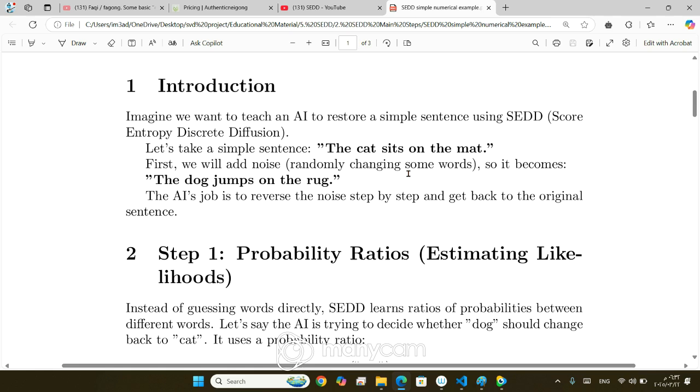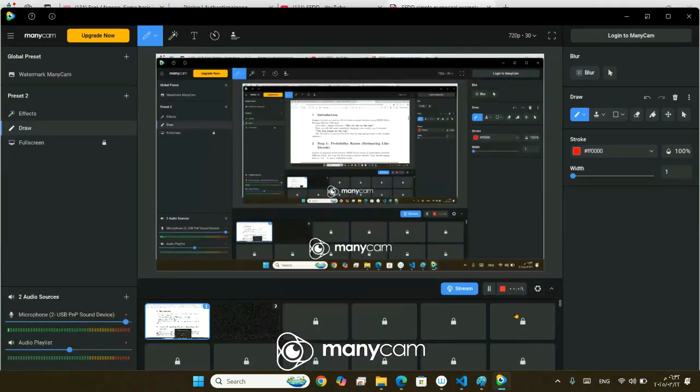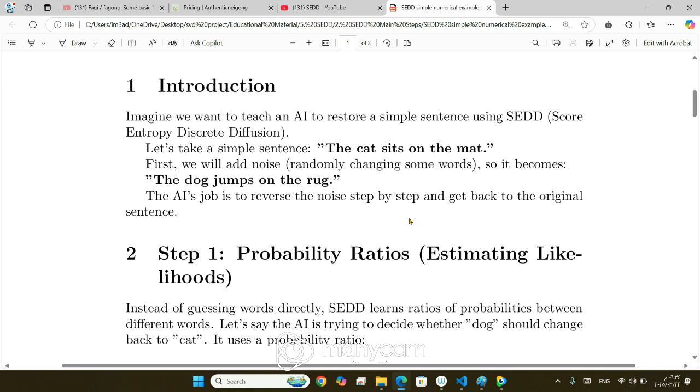Now that we have understood the idea of diffusion in general, let's talk about discrete diffusion. In the case of discrete diffusion for text generation, we will be changing words instead of changing pixels in an image. For example, we apply noise on the sentence by changing some of the words. The word "the" remains "the". The word "cat" changes to "dog". The word "sits" changes to "jumps".